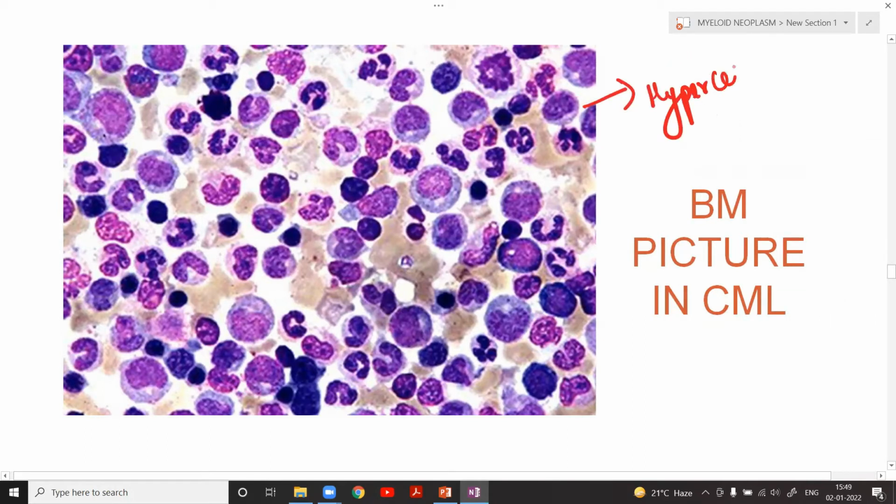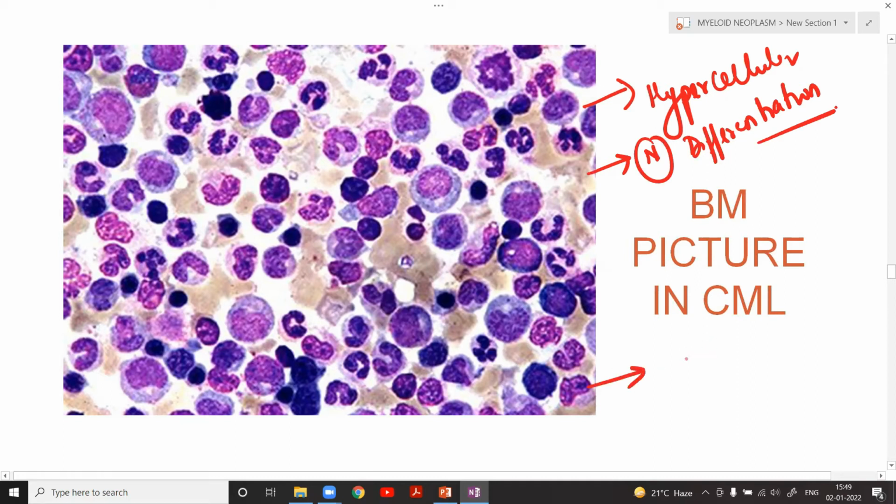Hypercellular. Very good. Is it not hypercellular? It is hypercellular. Now you tell me, are any of these cells present over here looking like dysplastic? Is there any dysplasia that you can see? More or less all of them are showing normal differentiation. These are very basic points. Many people do not understand these points.